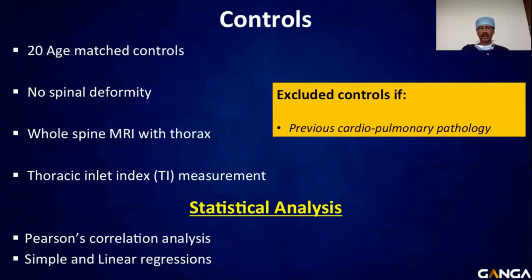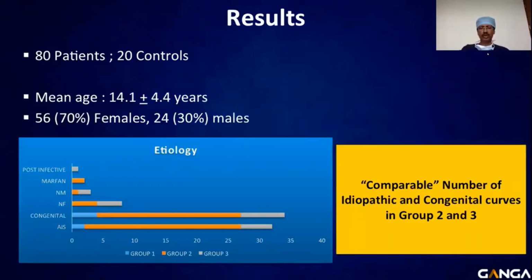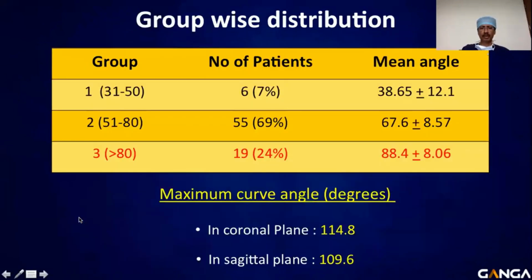Now, these were the controls which were also used to find out. And you can see that we had 80 patients and 20 controls, and the mean age was 14 years. 70% of them were females, and the etiology of the curves is shown here. Most of them were congenital or idiopathic, and between these two groups, it was equally distributed between Groups 2 and 3.